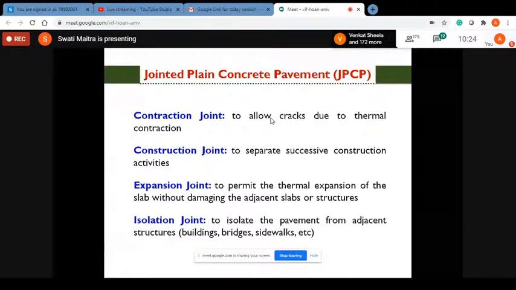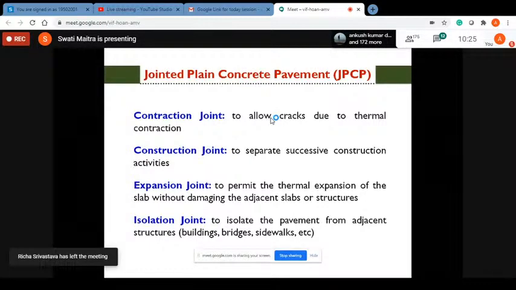Construction joints are provided to separate the successive construction activities. Suppose after a day's work, we have to stop somewhere. So there we need a full depth joint. Contraction joints are not full depth, but construction joints are full depth joints because we have to stop somewhere after a day's construction. So that is a full depth joint, and obviously there we should provide dowel bars.